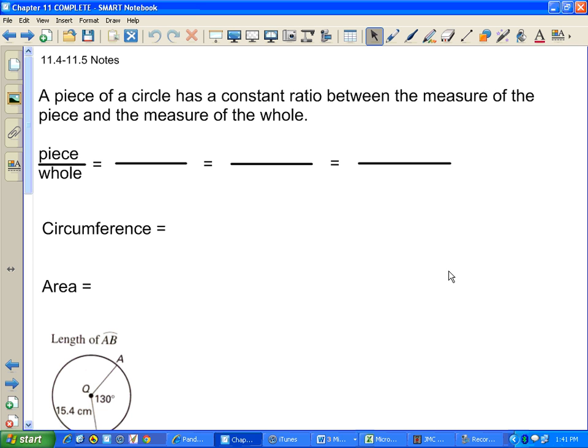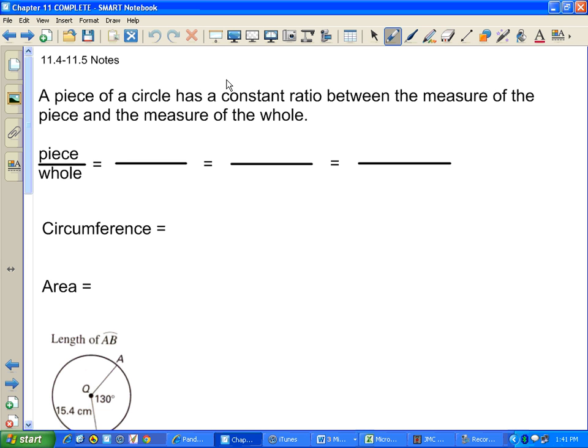Okay, for sections 4 and 5, we're going to use the same concept for both sections, and it's something we actually talked about in chapter 10 when we were dealing with circles. If we have a certain piece of a circle, that represents a percentage of the circle, and that percentage is calculated by taking the amount the piece represents divided by the whole amount of the circle. And it doesn't matter what measurements we're using to represent the piece and whole.